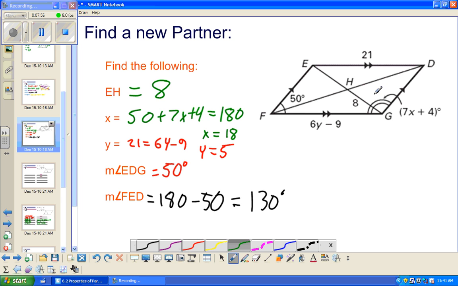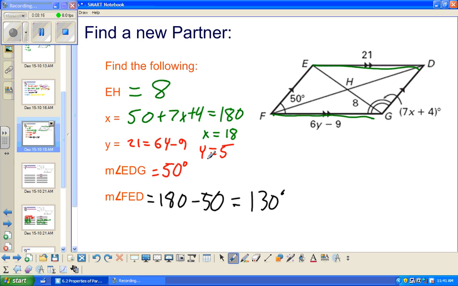There's no work involved. For X, this entire angle is 7x plus 4. This one is 50, so I know them added together needs to be 180. Set that up, solve for X. X is 18. For Y, opposite sides are congruent. So 6y minus 9 needs to equal 21. Set that up, solve for Y, you get 5.